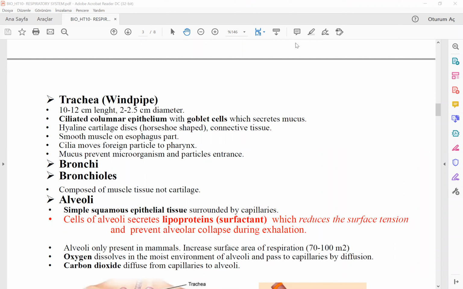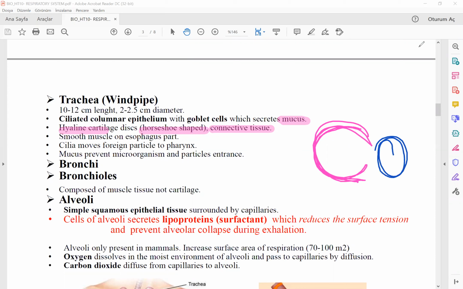And we know that goblet cells can secrete mucus in the trachea also. It's made up of hyaline cartilage, and it's horseshoe or C shaped. And also their outer layer is made up of connective tissue. The part without cartilage is at the back of the trachea; here is the horseshoe-shaped cartilage, but there is an esophagus at the back, and in this part, where the trachea is connected to the esophagus, it is made up of smooth muscle.